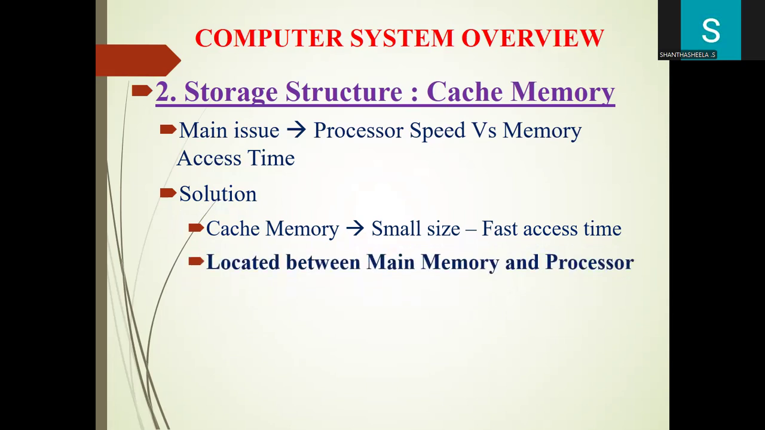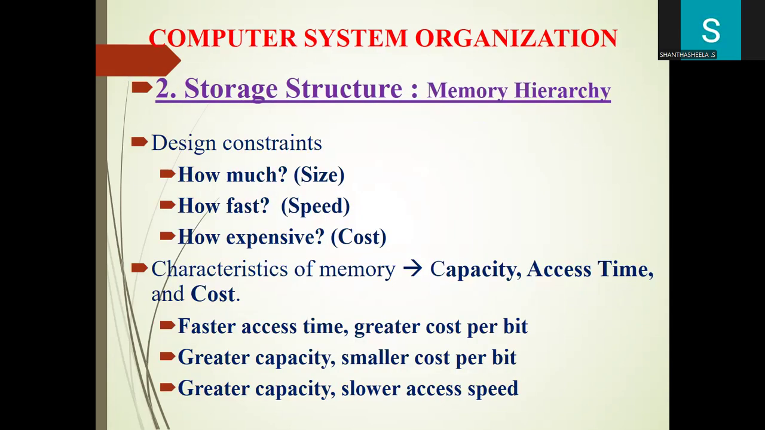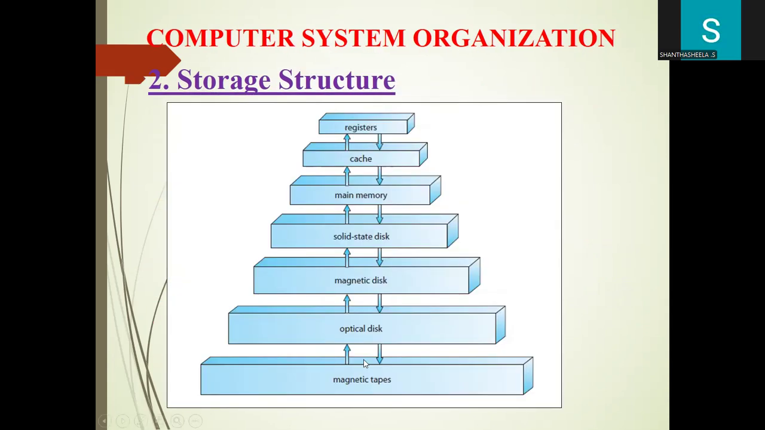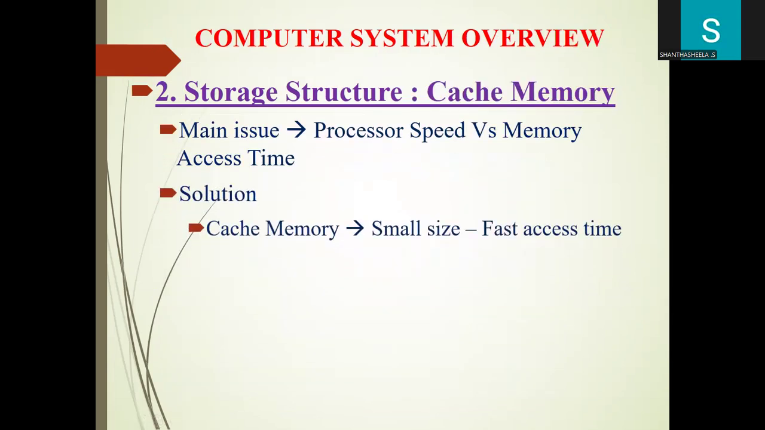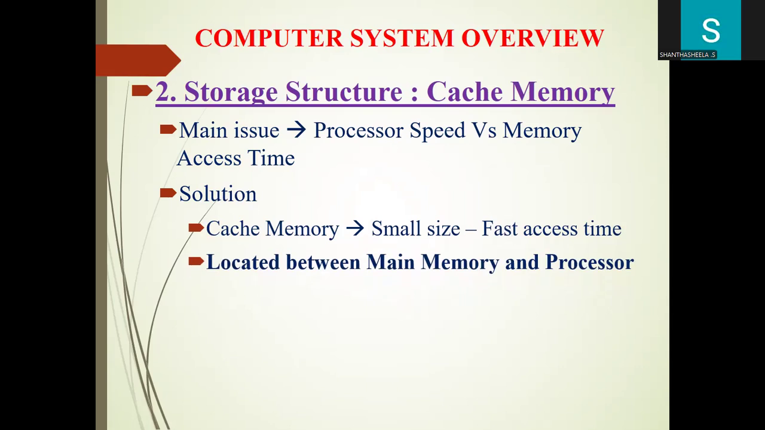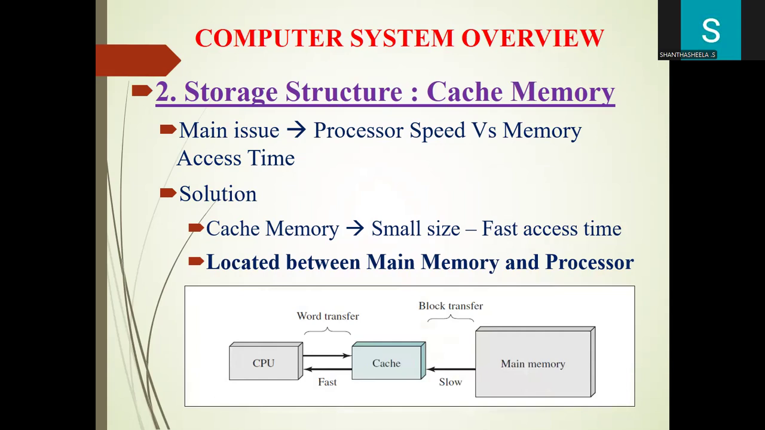So as I told you, in the memory hierarchy, the lower-down memory, which is your magnetic tape, has more capacity, but its access time is slower when compared to registers. In a similar way, in cache the size is small, but the access time is fast. So the cache is a memory located between the main memory and the processor, as given in the diagram.